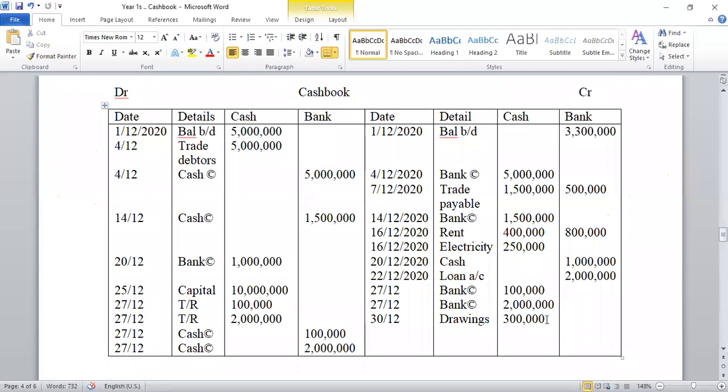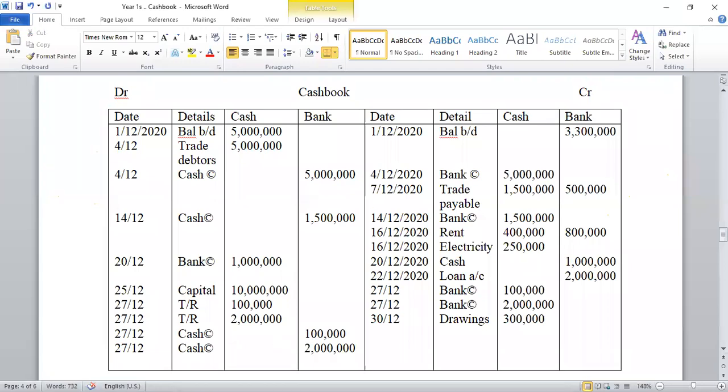Then on my credit side, I also have a total of 11 million. So clearly the debit side is bigger than the credit side. So how we balance them off is you always get the total of the bigger side, put it first. So if I put it first, this is my cash book.